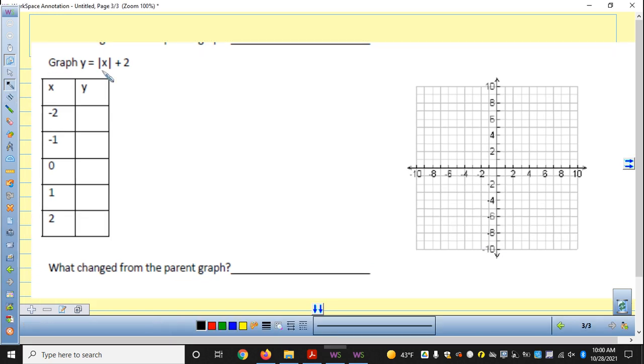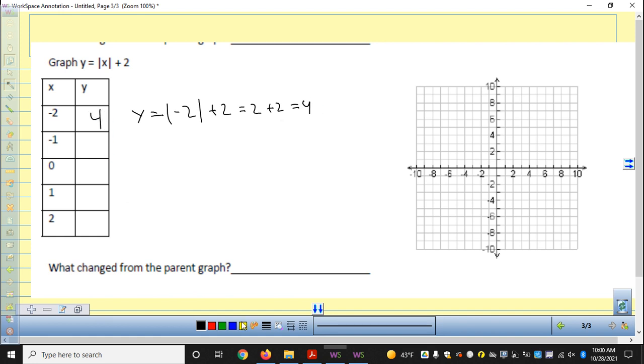This time we have y equals the absolute value of x plus 2. So we'll take the absolute value of what goes inside and then add 2 to it. So we're going to plug in these numbers and do our calculations. Y equals the absolute value of negative 2 plus 2, which is 2 plus 2, which is 4. So we get negative 2, 4.